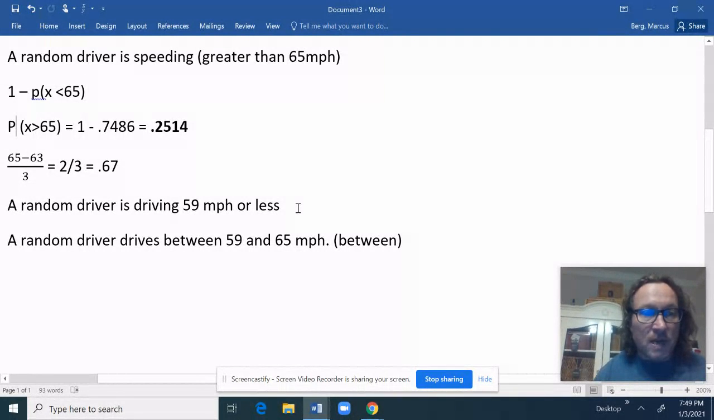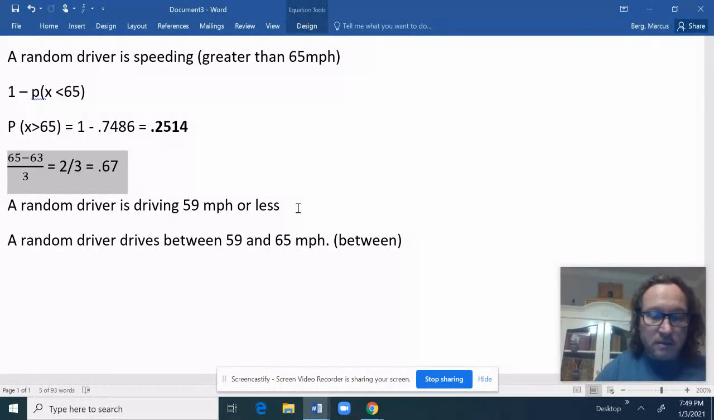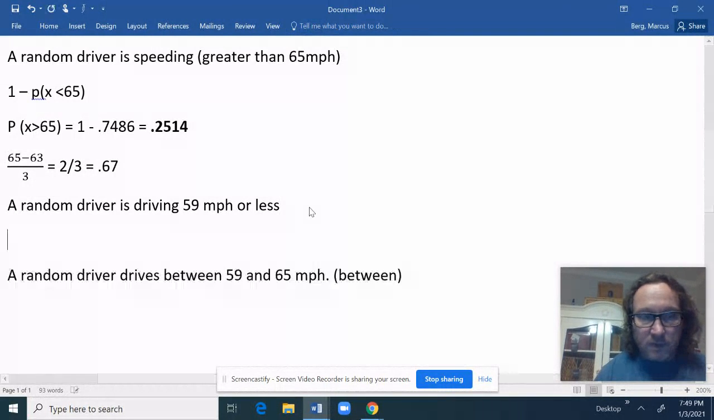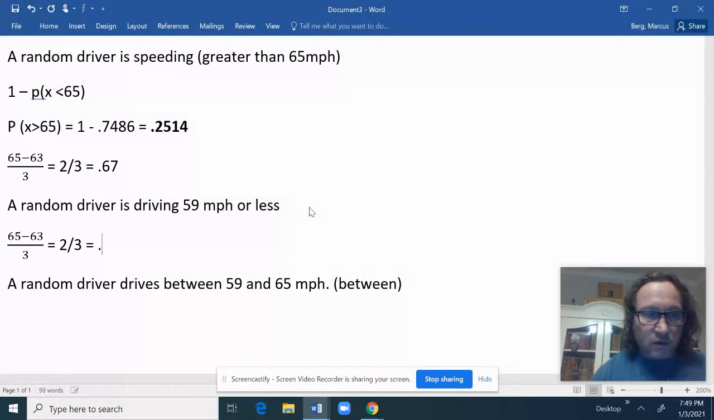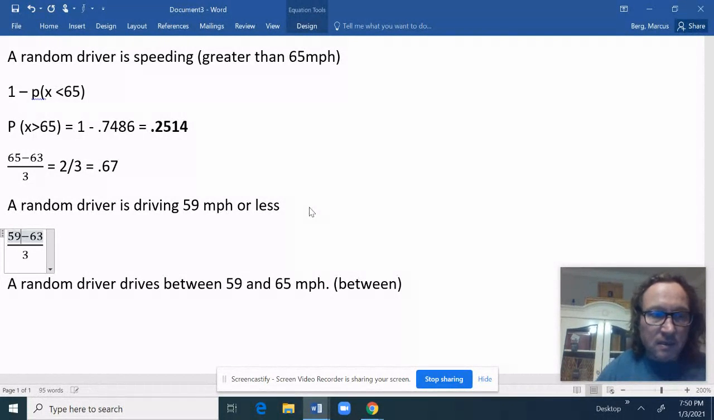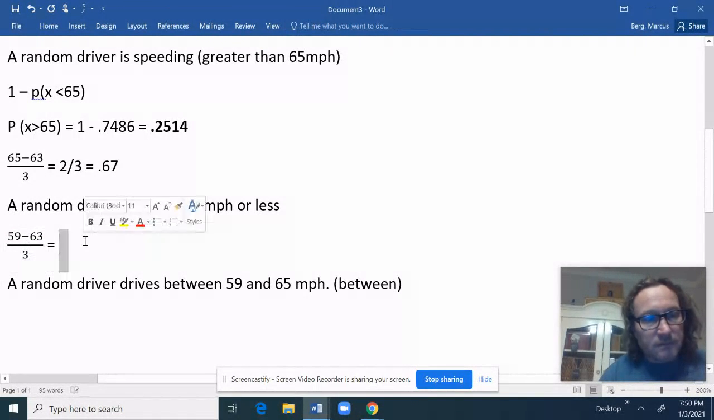This next one's done in quite the same manner, but we don't need the 1 minus. So I'm going to take the z-score formula. This is why it's good sometimes to do your stuff in Word, or Excel is even better. All I'm changing here is the x. X is 59. My mean stays 63 and the standard deviation stays 3.